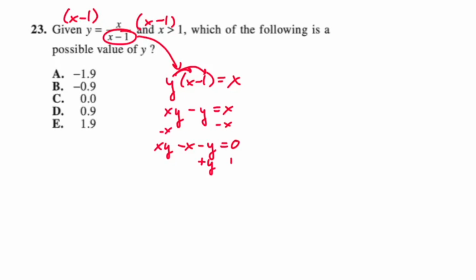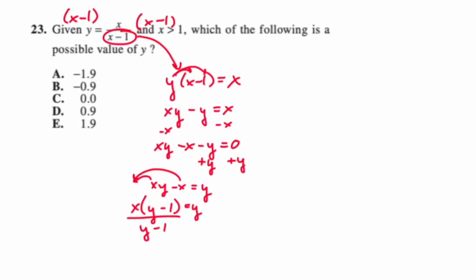And then we'll add y over to the right side, because we want to get rid of that if we can. So xy minus x equals y. And now we can actually factor an x out of both of these terms. This is called greatest common factor. So if we take x out, now it's just in one spot, and we're left with y from the first term. And then if I take negative x and factor an x out, I'll be left with minus 1 equals y. So now if I divide both sides by y minus 1, I get x equals y over y minus 1.